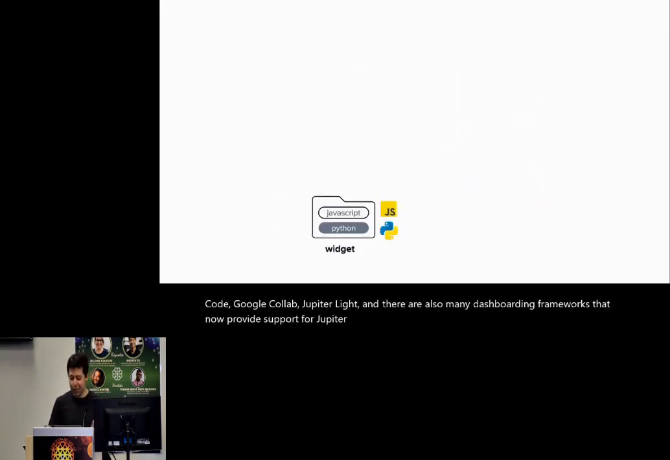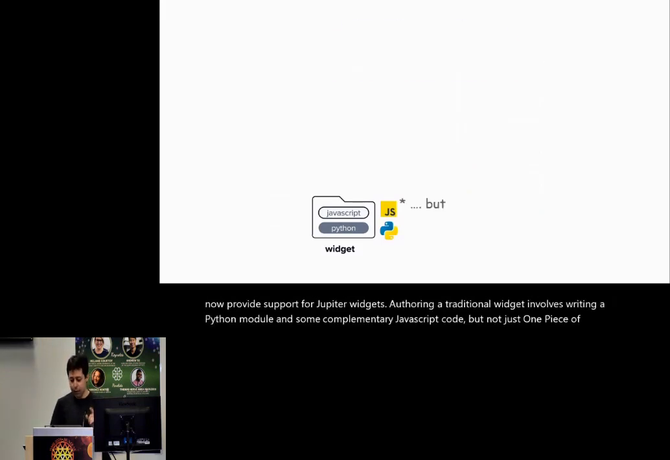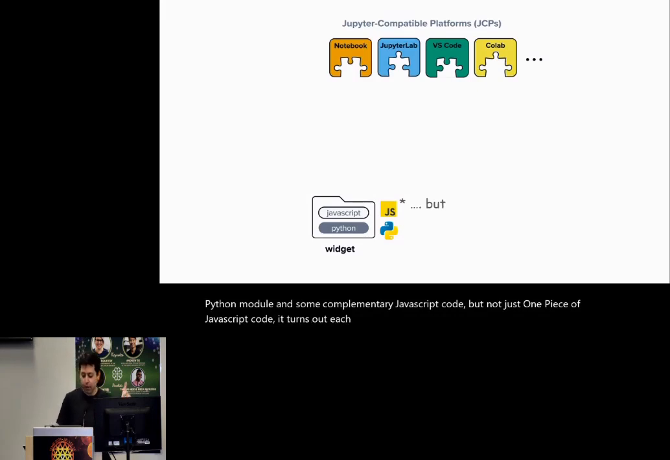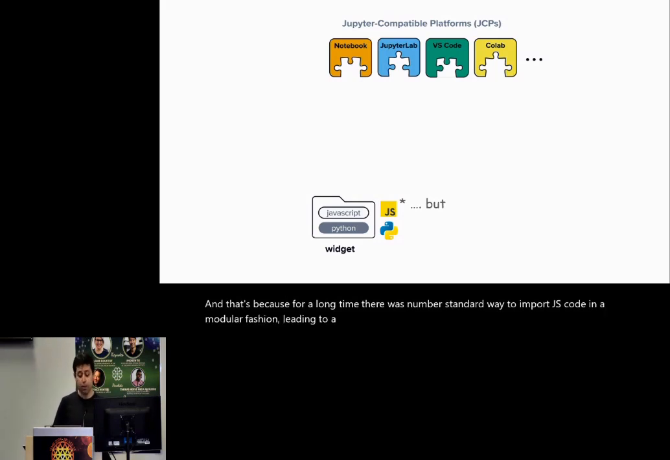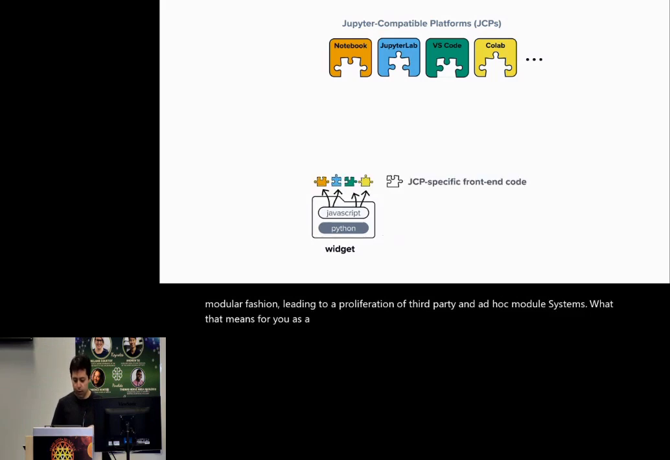Authoring a traditional widget involves writing a Python module and some complementary JavaScript code, but not just one piece of JavaScript code. It turns out each Jupyter-like platform has its own unique requirements to find and import JavaScript modules on the web server side. And that's because for a long time, there was no standard way to import JS code in a modular fashion, leading to a proliferation of third-party and ad hoc module systems. What that means for you as a widget author is that you are responsible for creating front-end code targeting each specific platform represented by these puzzle pieces.